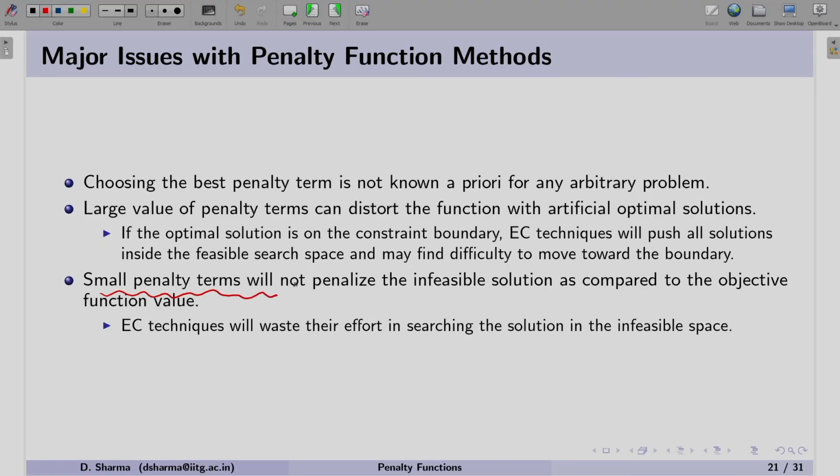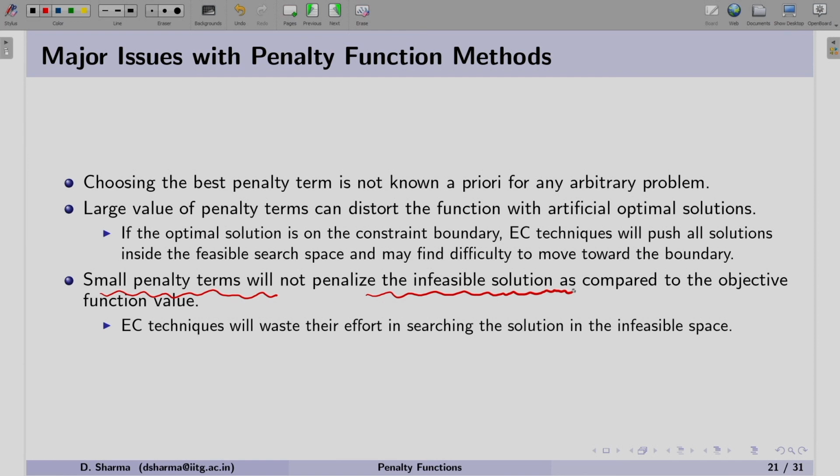In case we take a small penalty term, then as we know, we will not be penalizing the infeasible solutions sufficiently as compared to the feasible solutions. In this way we are not able to differentiate which one is feasible and which one is infeasible, and our EC technique will just be wasting its effort searching in the infeasible space.